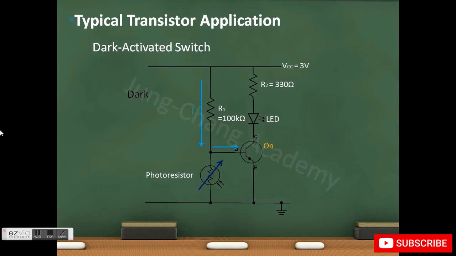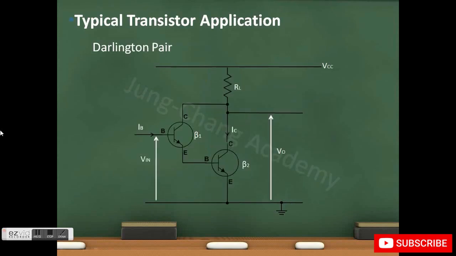As a result, the current will flow through the resistor R2 and LEDs to the collector-emitter junction, so the LEDs will now light on. Another commonly used application for transistors is to use them as a Darlington pair.